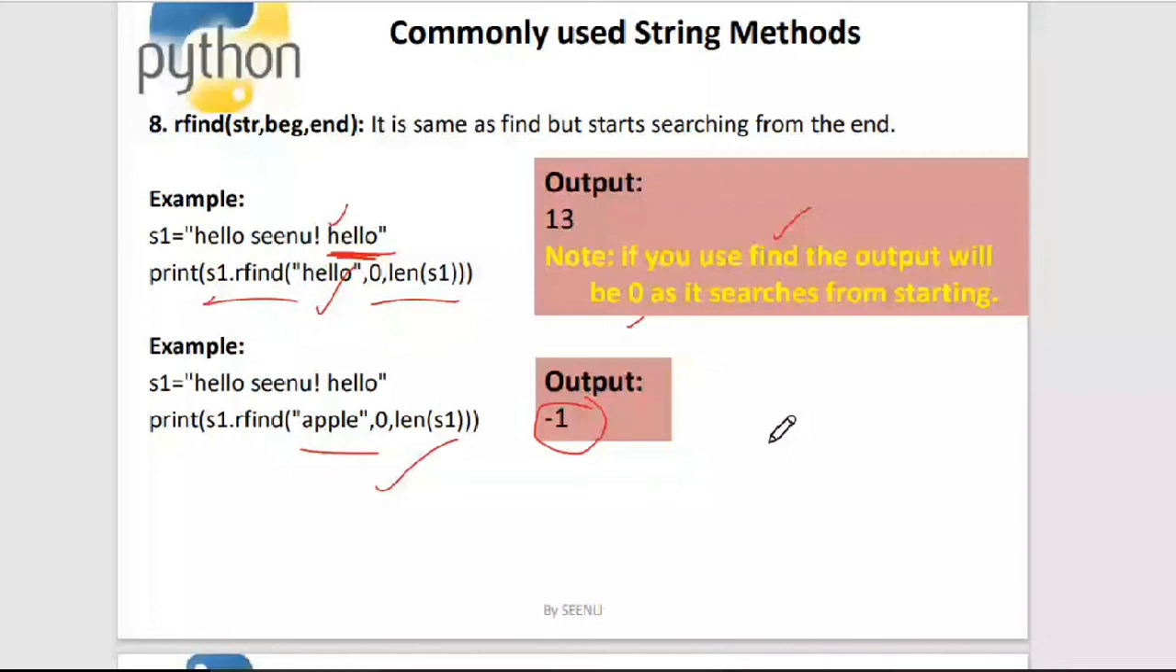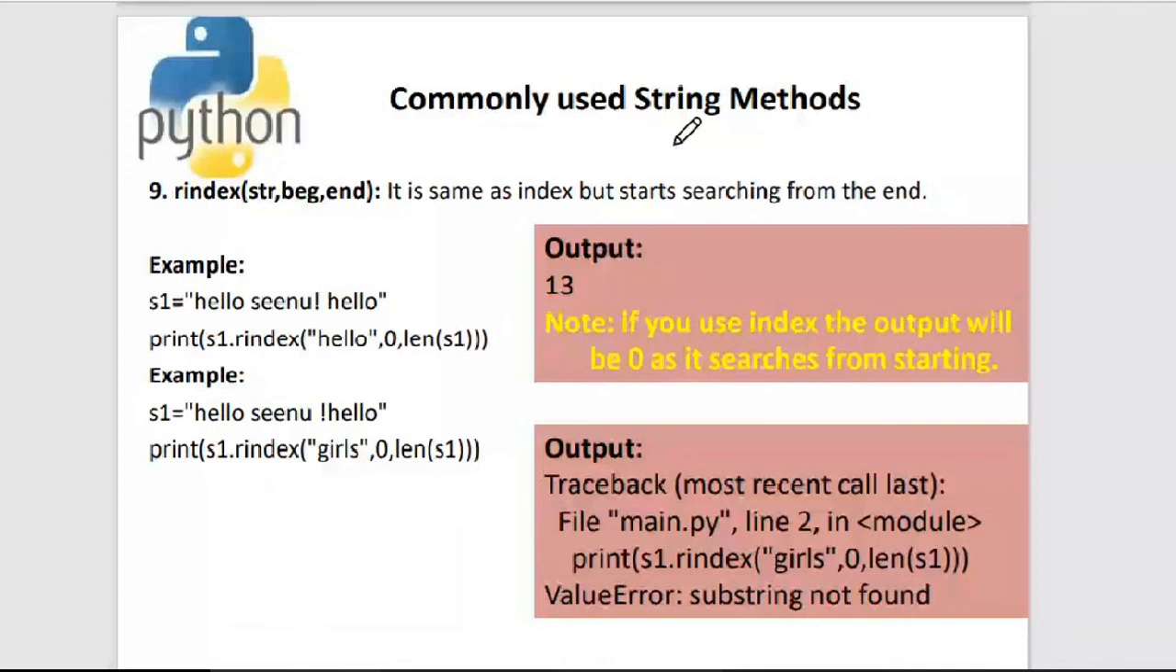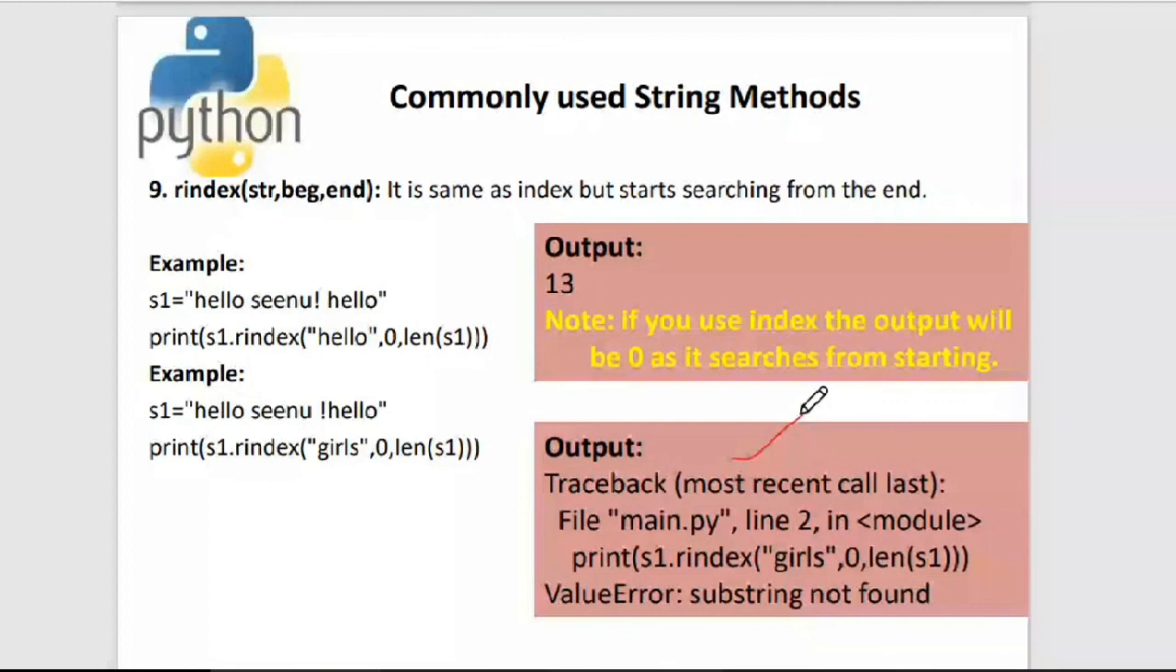Now we also have rindex. The rindex is similar to rfind, but rather than giving -1, it will give an error. So if it didn't find, it will give an error. I said s1.rindex, and I want to find hello in the entire string. It will start searching from the end, and as it found hello at position 13, it is giving the position over here.